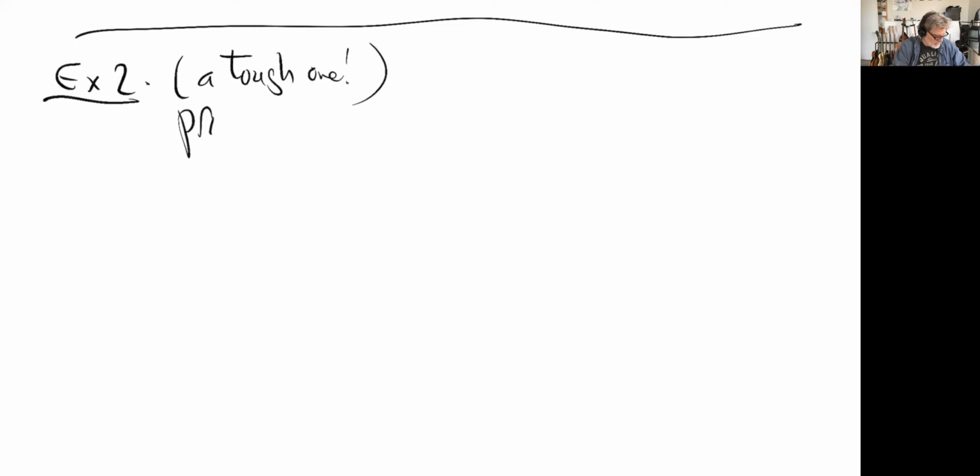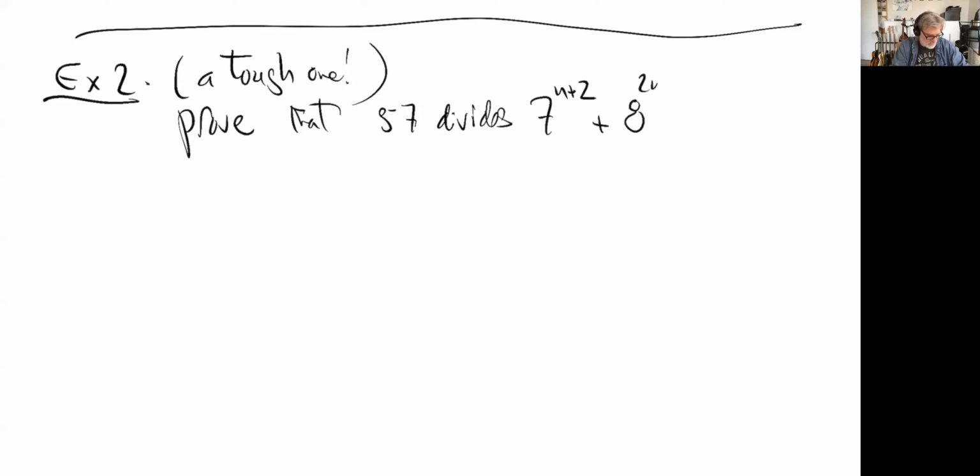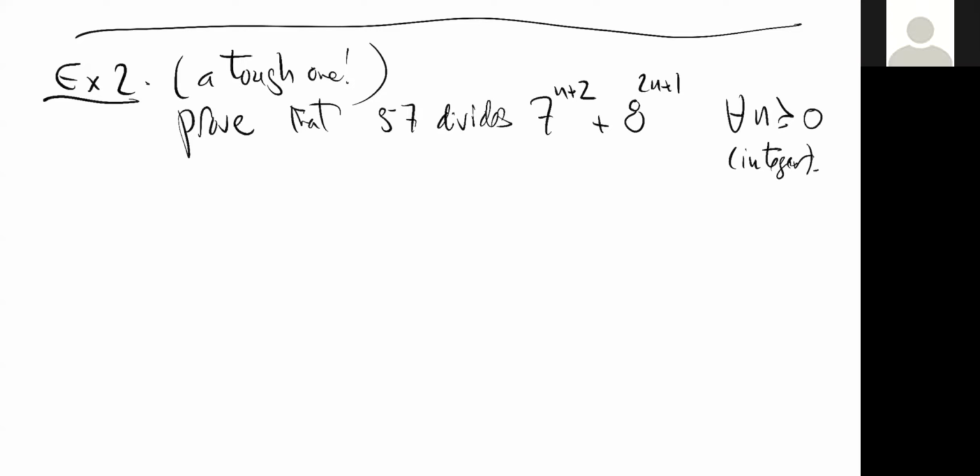So we are asked to prove that 57 divides 7 power n plus 2 plus 8 power 2n plus 1 for every n greater or equal to 0 and an integer. Sorry, what's the first thing? Prove that what divides? 57. Oh, okay, sorry, thank you.